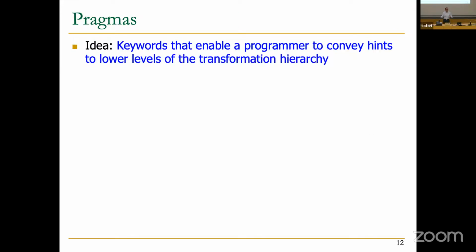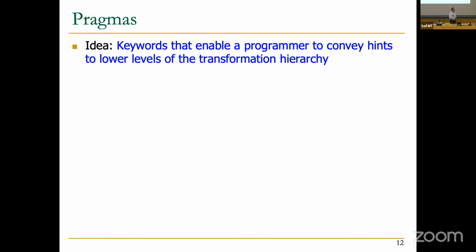The pragmas are actually more general than branch prediction. Have you been exposed to the concept of pragmas in some other course? No, okay, maybe you'll get exposed to it later. But these are basically keywords in your programming language that a programmer can use to convey information to the lower levels of the hierarchy.